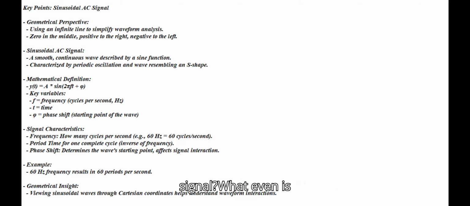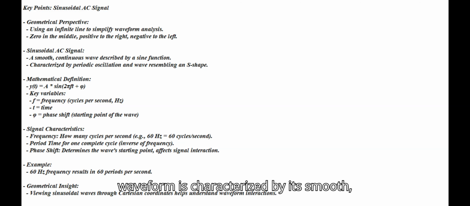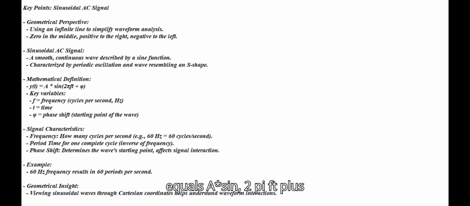Wait, let's stop there. What is a sinusoidal AC signal? What even is sinusoidal? A sinusoidal AC signal refers to an alternating current signal that varies in a smooth, continuous wave pattern, described mathematically by a sine function. We know the sine function. A sinusoidal waveform is characterized by its smooth, periodic oscillation, and the shape of the wave resembles the sine function, which is mathematically defined as y(t) = A * sin(2πft + φ), etc.